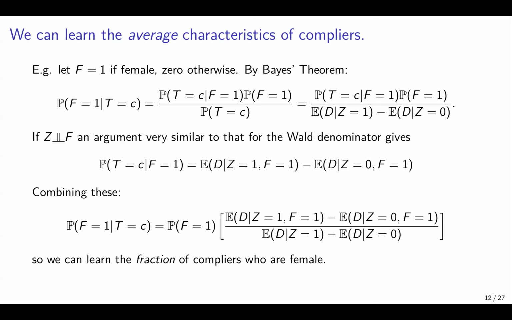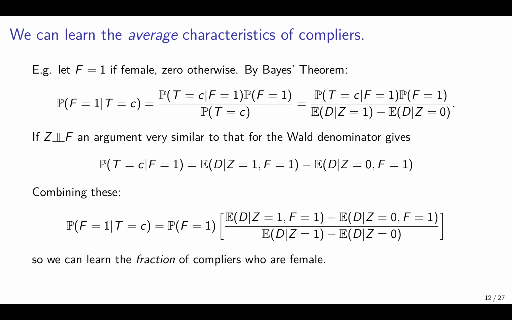Now, we know from our LATE derivation earlier in these slides that the probability of being a complier is the same thing as the causal effect of z on d. So in the denominator here, we have the expected value of d, given that z is 1, minus the expected value of d, given that z is 0. And indeed, if z was randomly assigned, that is the share of compliers.